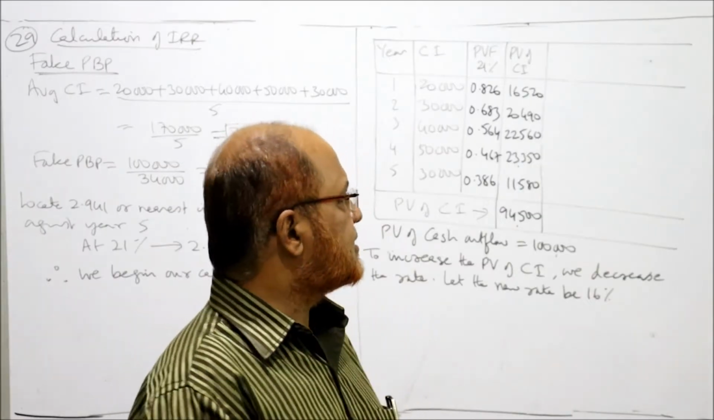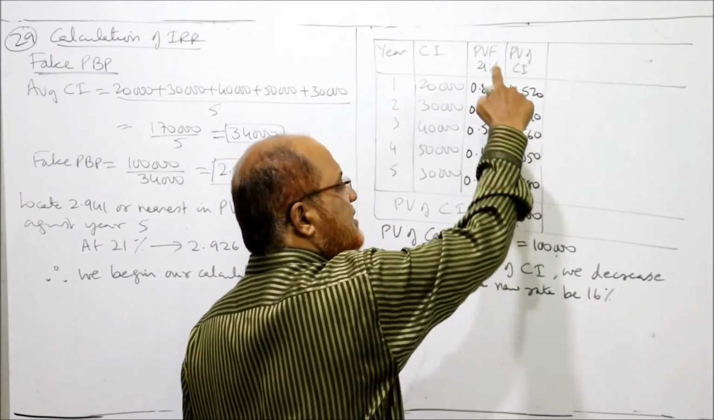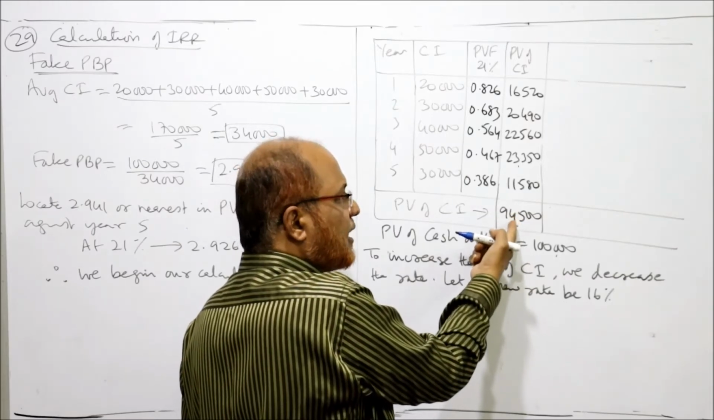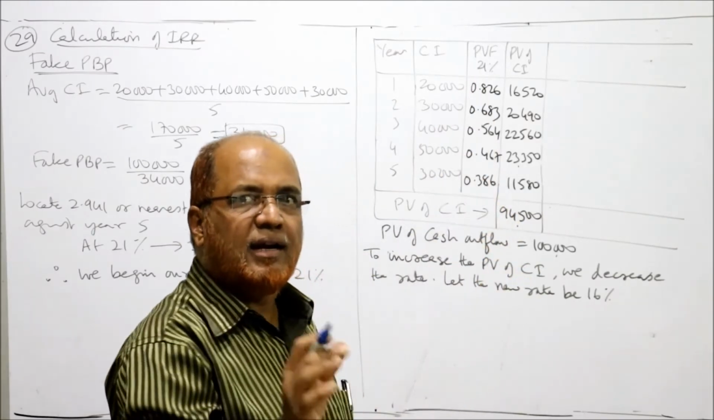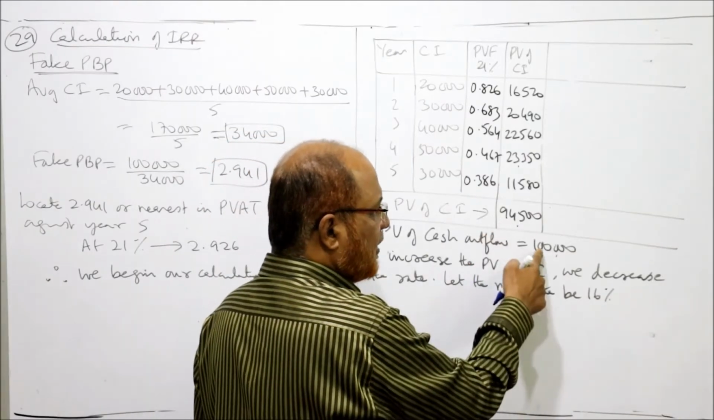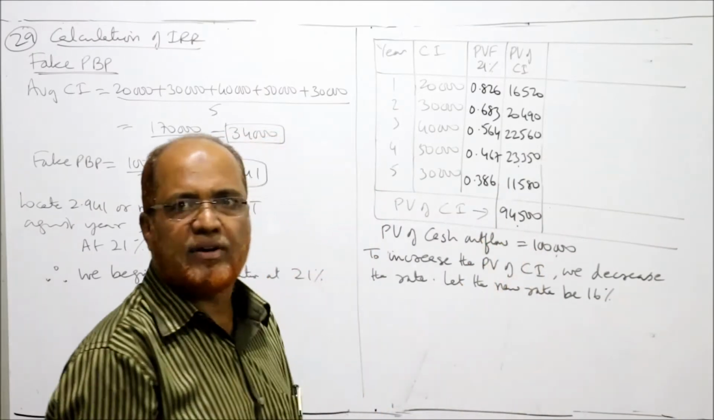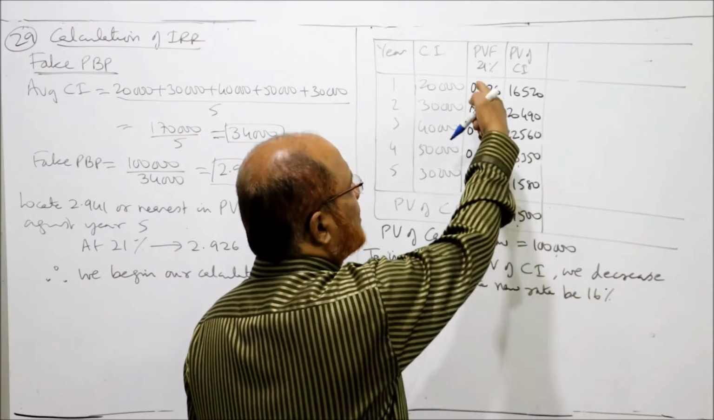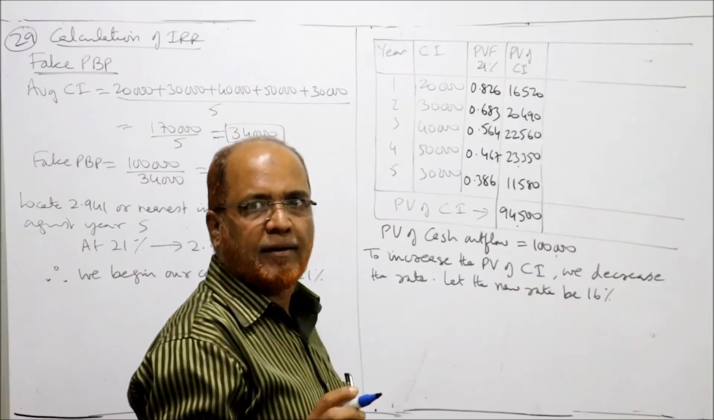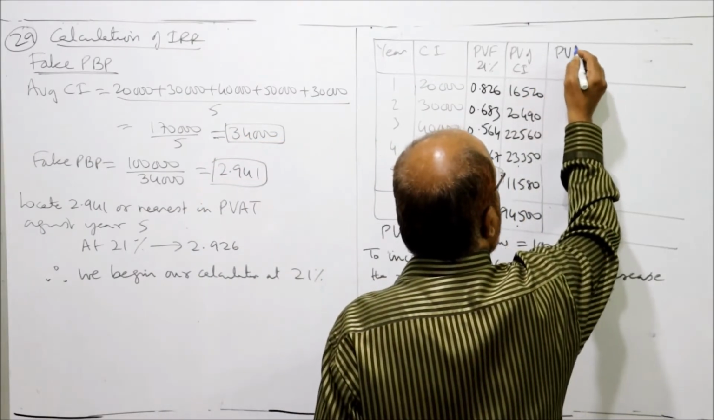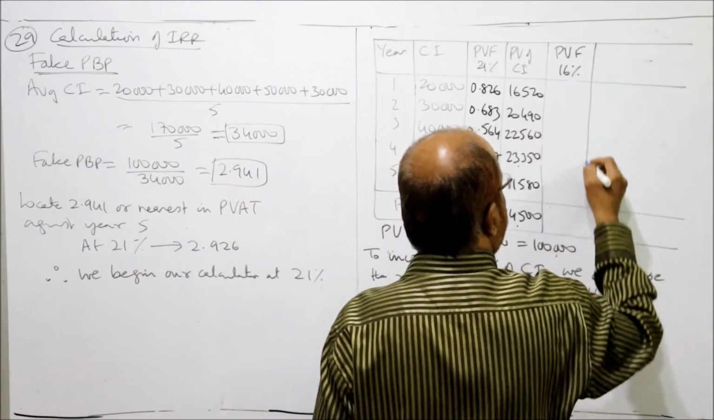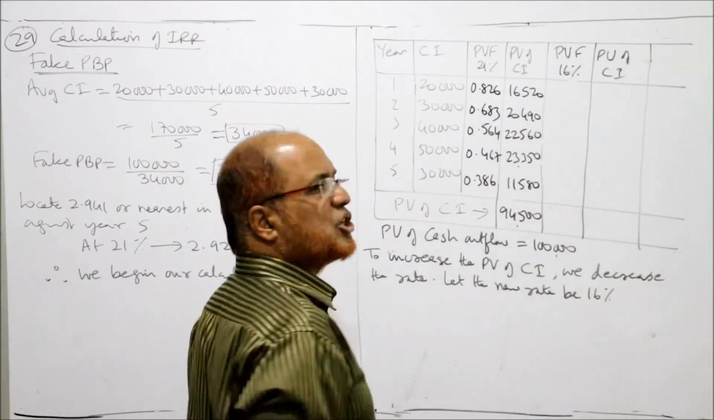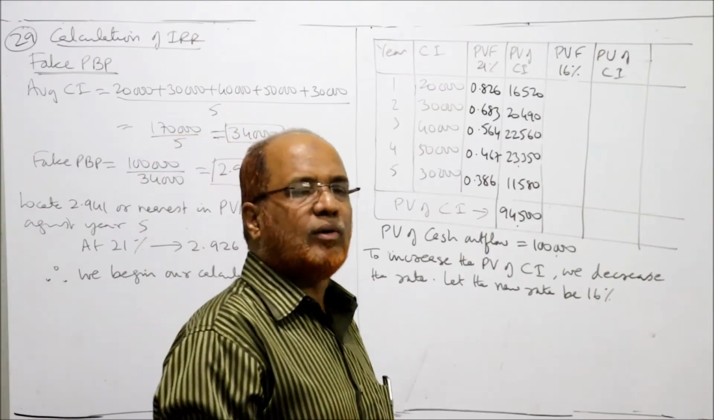हमें एक arbitrarily इससे छोटा रेट चाहिए, 21 से छोटा रेट चाहिए, क्योंकि जितना छोटा करेंगे ये बढ़ेगा. PV of cash inflow increase करने के लिए we have to decrease. अब decrease करने के लिए difference ज्यादा नहीं है. 94,500 से 1 लाख रुपीस हार्डली 5,500 का difference है. So only I have taken 5%. 21% से 16% पर आ गए. तो now PV factors at 16% and PV of cash inflow. अगर नहीं आया तो फिर एक बार change करेंगे. If you are not getting, again we have to take some other rate.